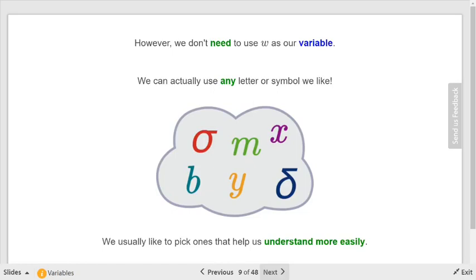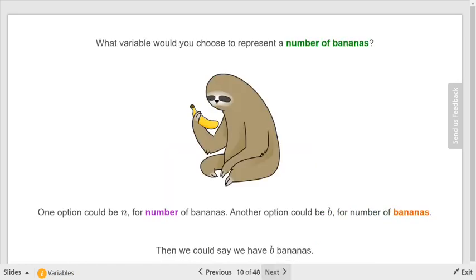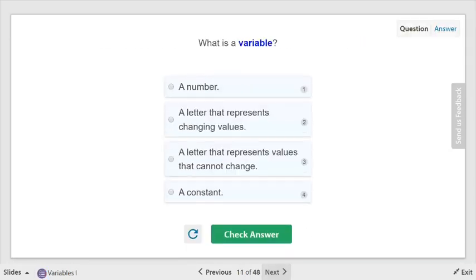Now, do any of these really make sense for wind? No. So wind would probably be better. Yeah, wind makes more sense. And usually when you're dealing with a specific application like that, that does work. Use one that makes it easy to understand. Okay? So, for example, what variable would you choose to represent number of bananas? B. B makes perfect sense. Good.